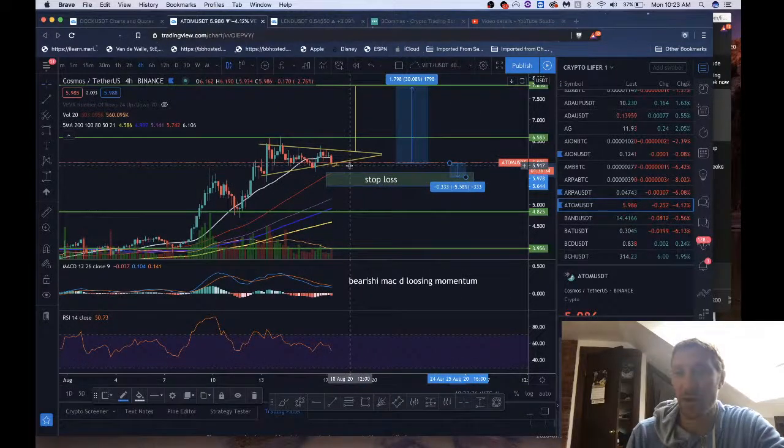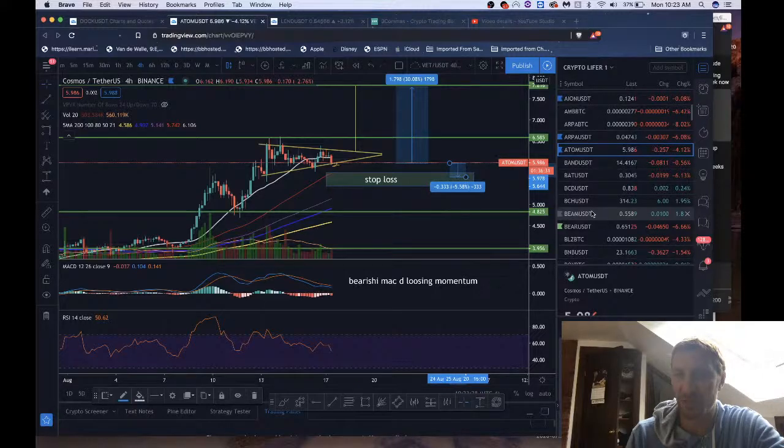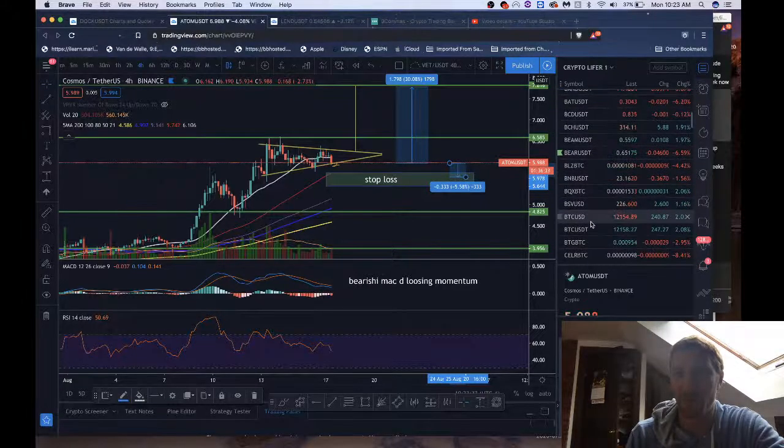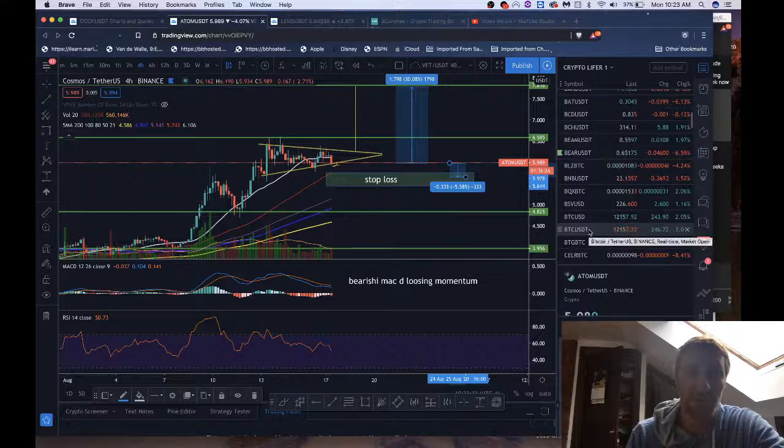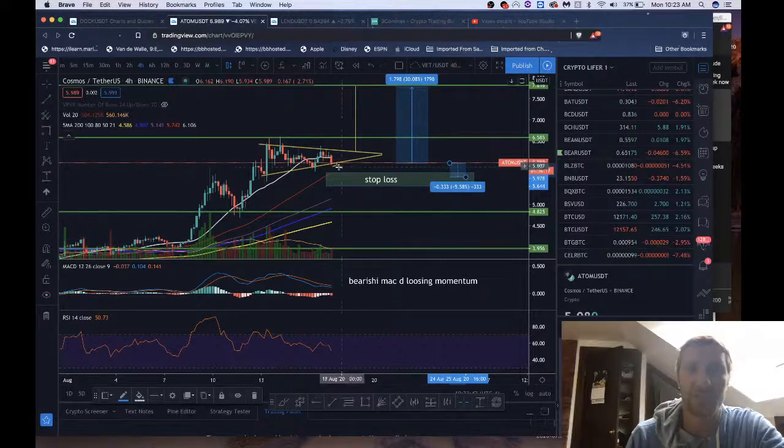I would enter it right now, even with the volatility of Bitcoin, because I've seen Atom just kind of do its own thing regardless. And I've watched this coin many, many times, and I've traded it many, many times. So we just don't want to see Bitcoin break below 12,000. That would be annoying. We want to see Bitcoin really continue this rally. It'll take these USDT pairs up. You can see that I mainly trade in USDT.